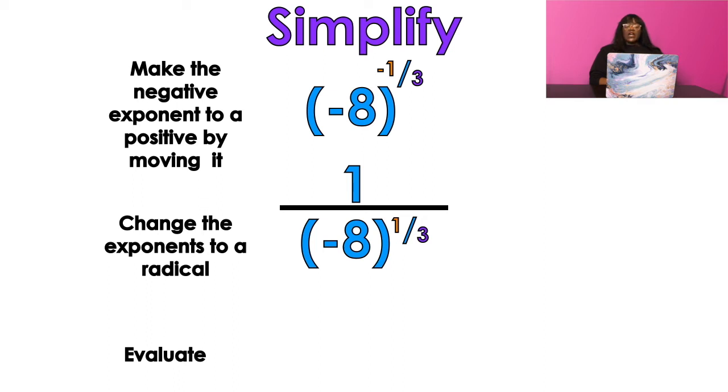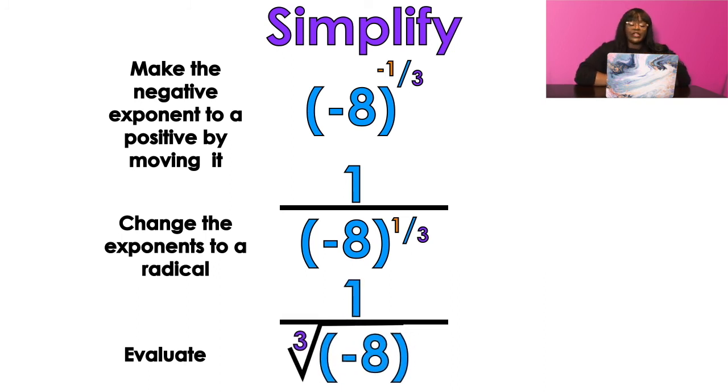Okay. So now that I have gotten the exponent to be positive, I'm going to change it into a radical. What's the index going to be? A 3. So good. I have a cube root of negative 8 to the first power. Anything to the first power is itself, so I don't need that 1. What's the cube root of negative 8? You so right. It's negative 2. That's my answer. Negative 1/2 is my answer. Yay.